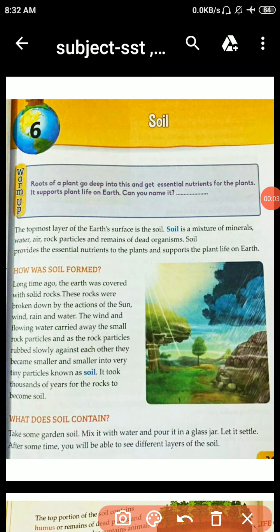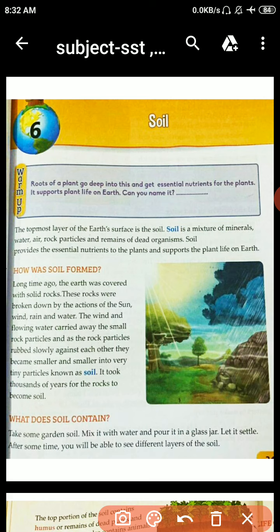Good morning, student. We will start our sixth chapter with positive thought. That is, the beautiful thing about learning is that no one can take it away from you. Okay, student? So, open your book, chapter 6, that is soil, page number 31.